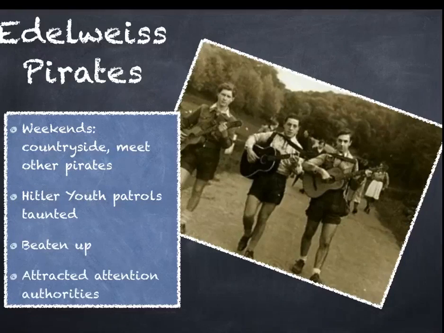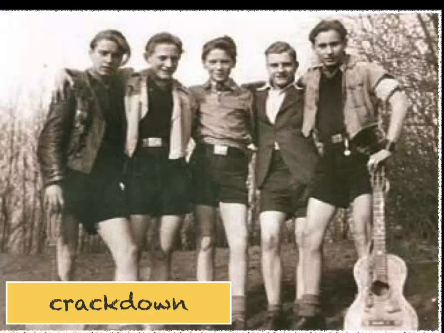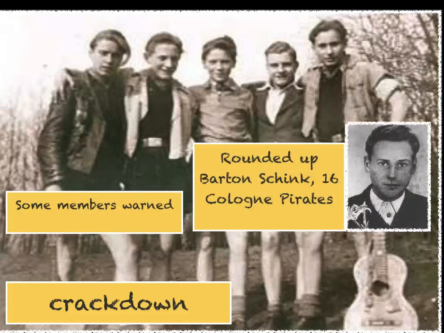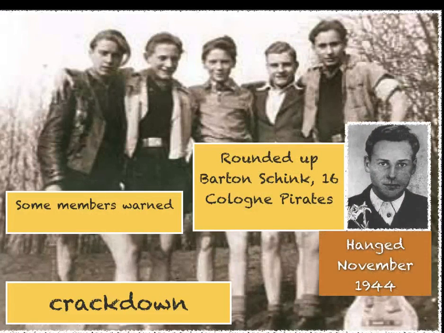Well, this obviously attracted the attention of the authorities, and there was indeed a rather harsh crackdown on the pirates. In particular, some members were warned, and in Cologne, a number of the Cologne pirates were rounded up after an incident, and one of them, a 16-year-old, Barton Schenk, was indeed hanged in November of 1944. So the authorities did crack down on the activities of the Edelweiss pirates.